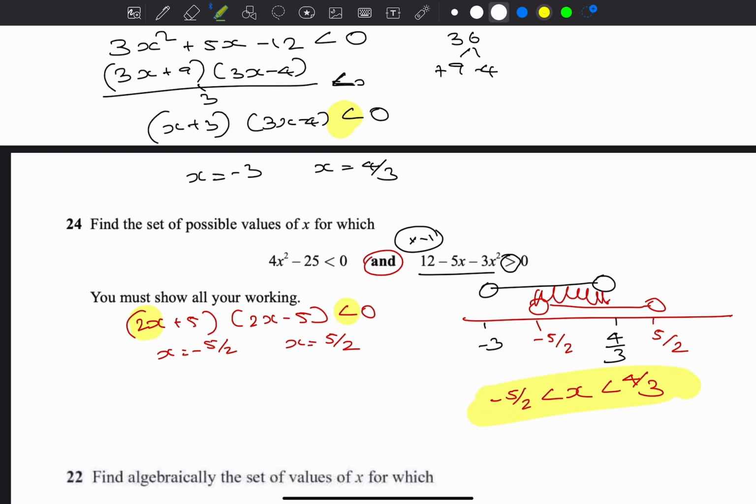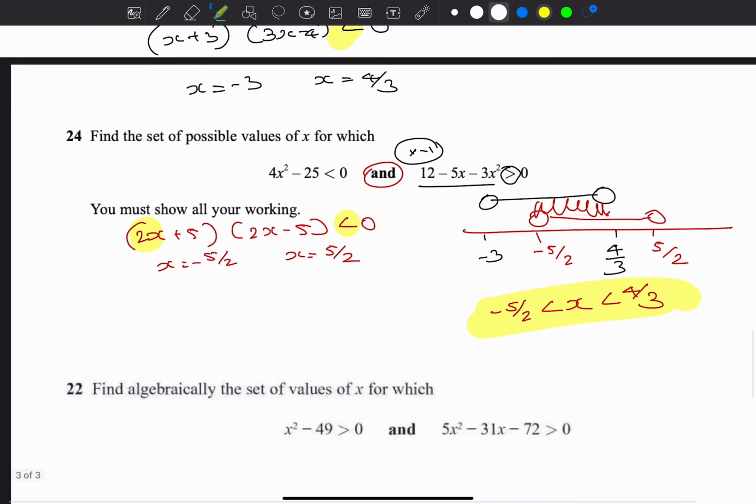It would be an easier 5-mark question. Okay. Next one again.